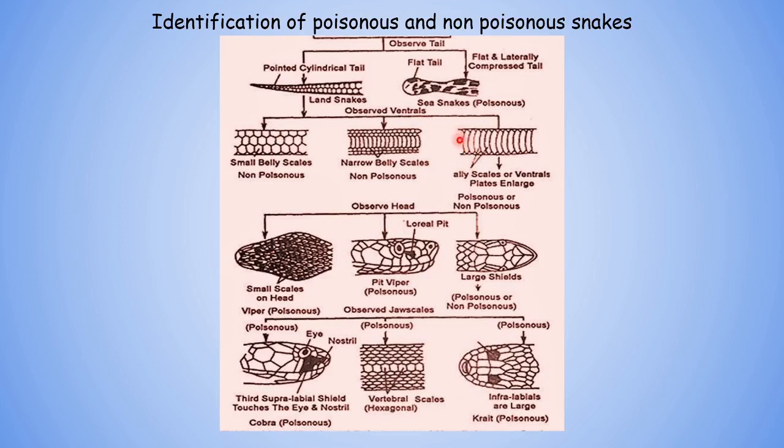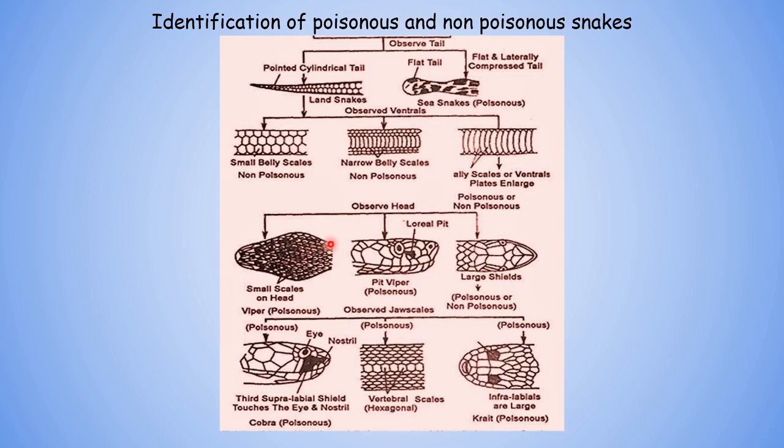And coming to another feature, if the ventral scales cover the entire width of the ventral side of the belly, it can be a feature of a poisonous or a non-poisonous snake. In such a case, we need to look at other features. So if this is the case, we observe the head. If the head has very small scales, that can be identified as the poisonous snake, the viper. So this is a feature of viper.